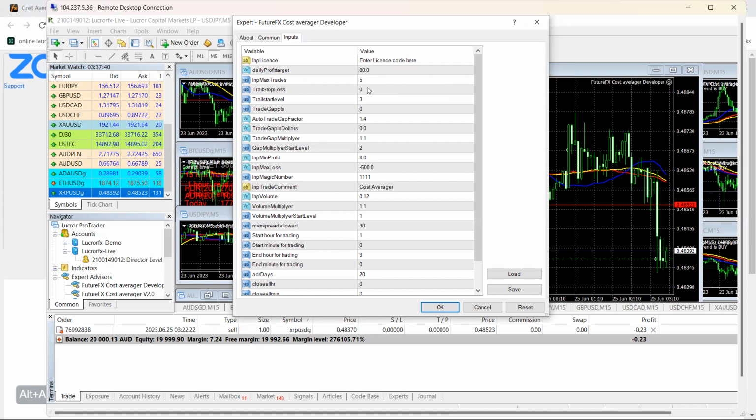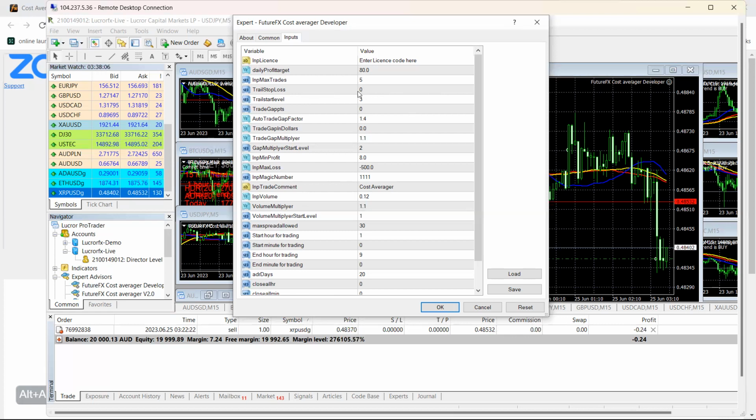Trailing stop loss, the default is 0, not being used, but I do tend to, in some other videos, I'll go through a couple of different strategies that I find work really well with cost averager. Because there are so many settings, there's a lot of different strategies you can customize it to work well with. But for now, it's just a matter of a trailing stop loss.